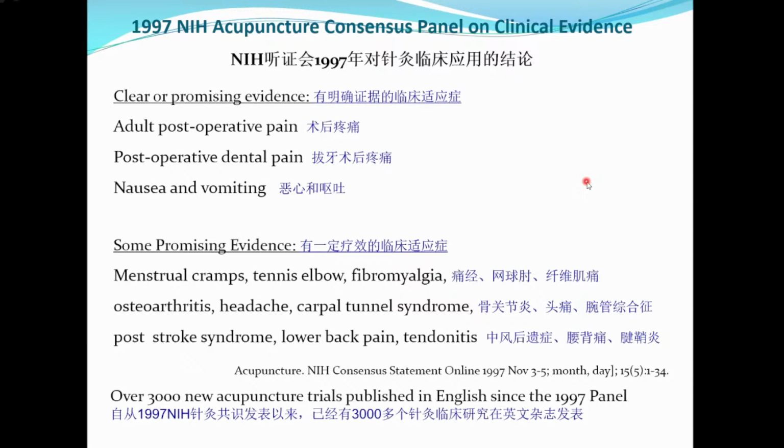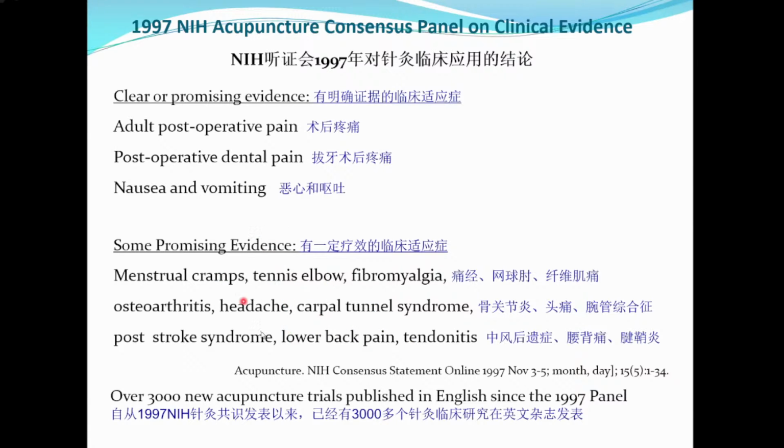This conference made a very clear statement in its conclusion. They said there was clear, promising evidence that acupuncture can help with adult post-operative pain, post-operative dental pain, and nausea and vomiting. There was also a lot of promising evidence that acupuncture can help with menstrual cramps, tennis elbow, fibromyalgia, arthritis, headache, carpal tunnel syndrome, low back pain, and tendinitis.